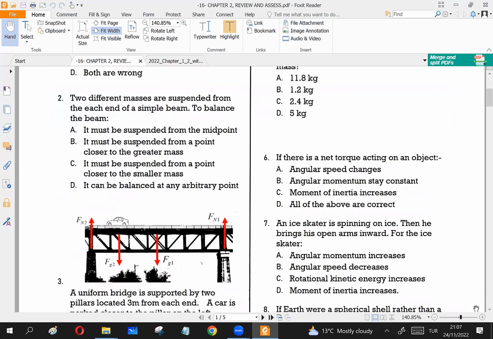Two different masses are suspended from each end of a simple beam. A simple beam is just a rod. To balance the beam, it must be suspended from the midpoint. It must be suspended from a point closer to the greater mass. It must be suspended from a point closer to the smaller mass. It can be balanced at any arbitrary point, any point you want.